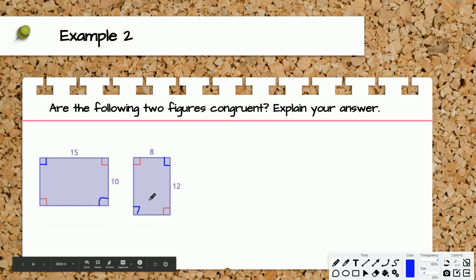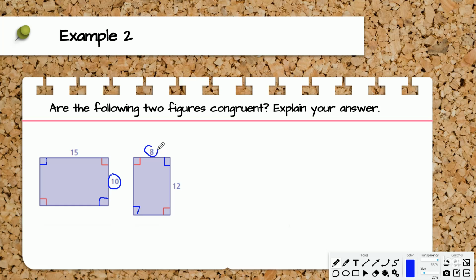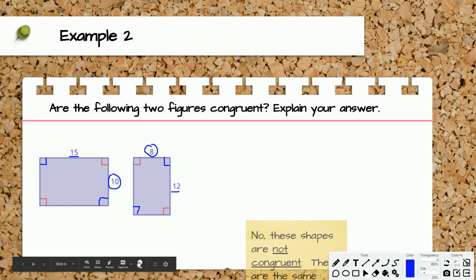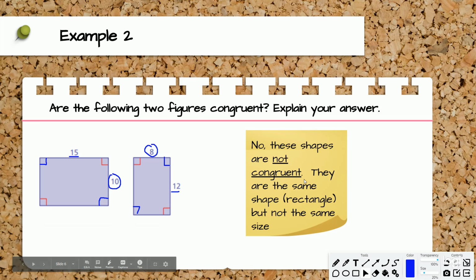But then when I'm looking at the numbers, if I look at the shorter side of this rectangle, I have a 10. And then the shorter side here is an 8. The longer side is a 15. And this longer side is a 12. So they're not the same size, but they are the same shape. So the way that I would write this is no, these shapes are not congruent. They are the same shape, they're both rectangles, but they are not the same size. So it means they are not congruent.